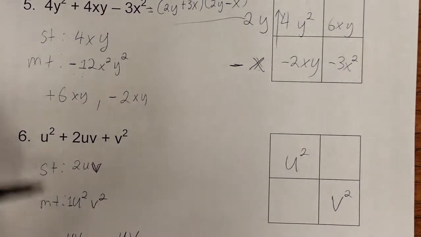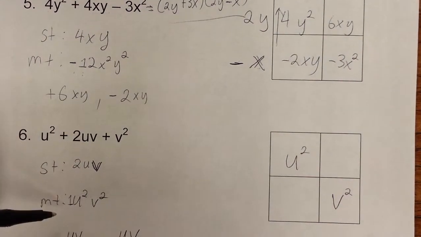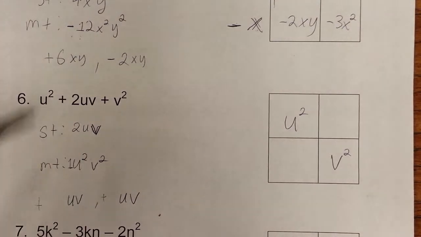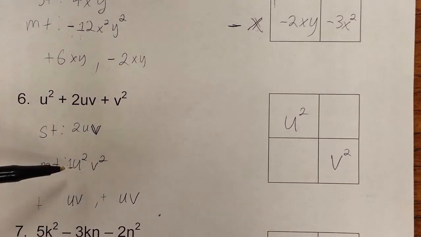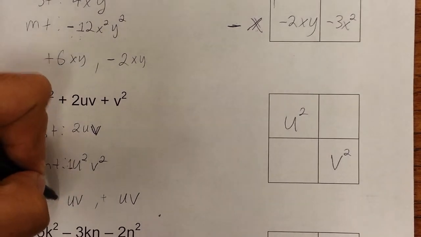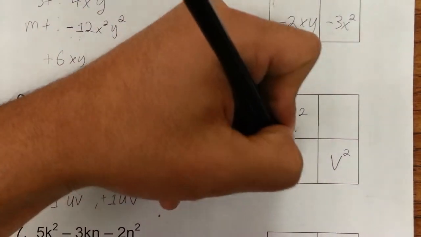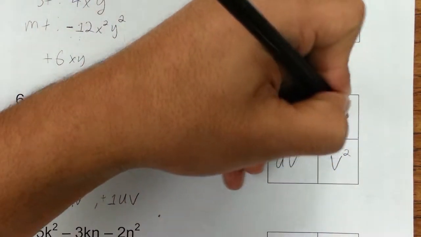And since it's a positive sum and a positive product, they're both going to be positive. So we're going to have a positive, positive. 1 only has factors of 1 in itself, so we've got a 1 UV and a 1 UV. And if you notice, if we add these two together, we'll get the 2 UV. So we'll fill in a UV and a UV.